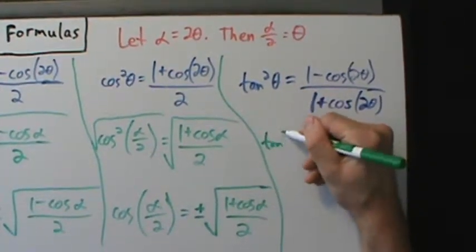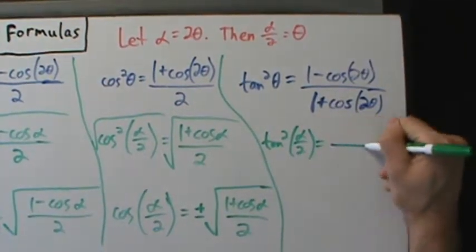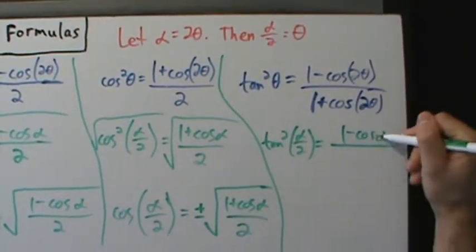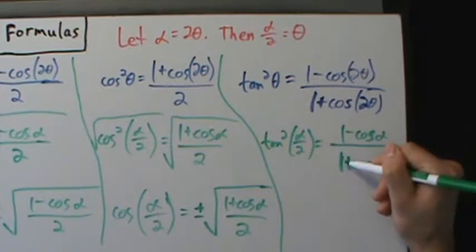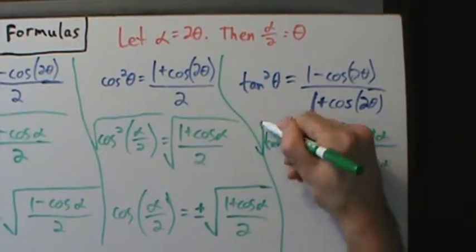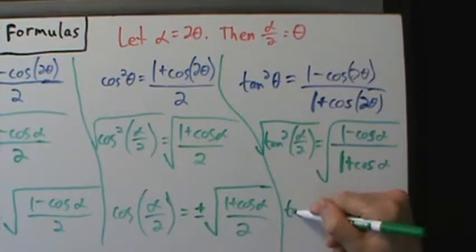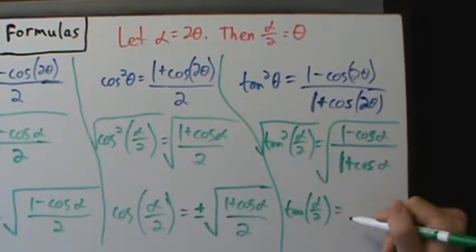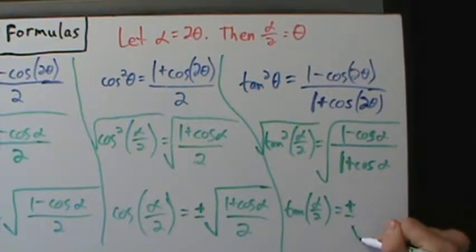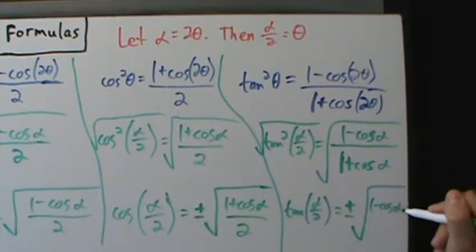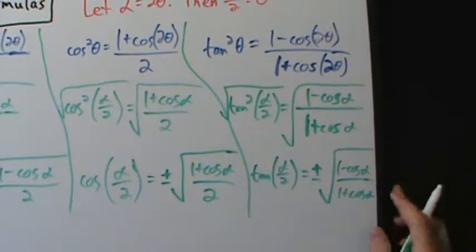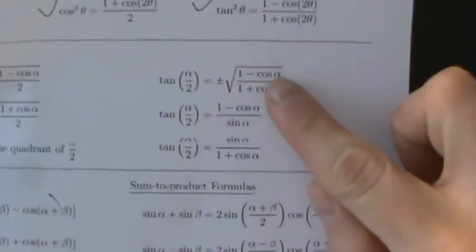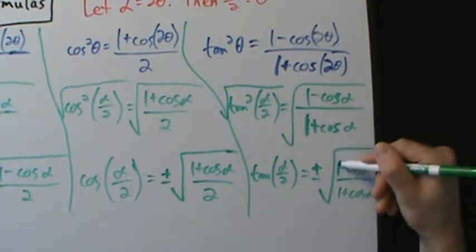So then this is tangent squared of alpha over 2 equals 1 minus cosine alpha divided by 1 plus cosine alpha. Okay, so then take a square root of both sides, just like we've been doing, and we end up with tangent of alpha over 2 equals plus or minus the square root of 1 minus cosine alpha divided by 1 plus cosine alpha. So that's the first formula for a tangent. Tangent of alpha over 2 is plus or minus the square root of 1 minus cosine alpha over 1 plus cosine alpha. That's exactly what we have right here.